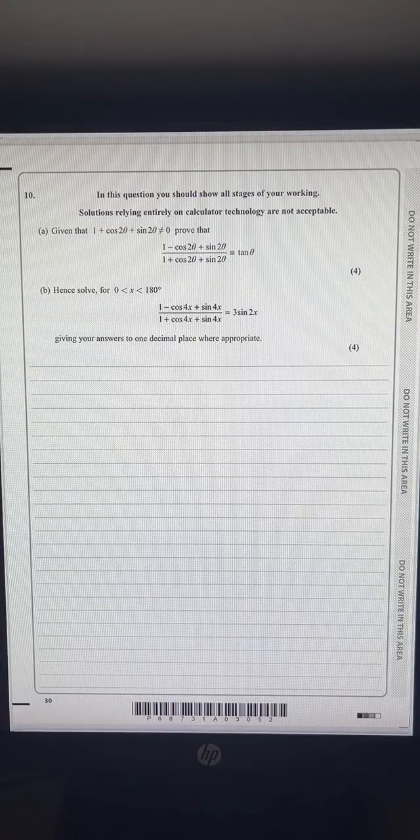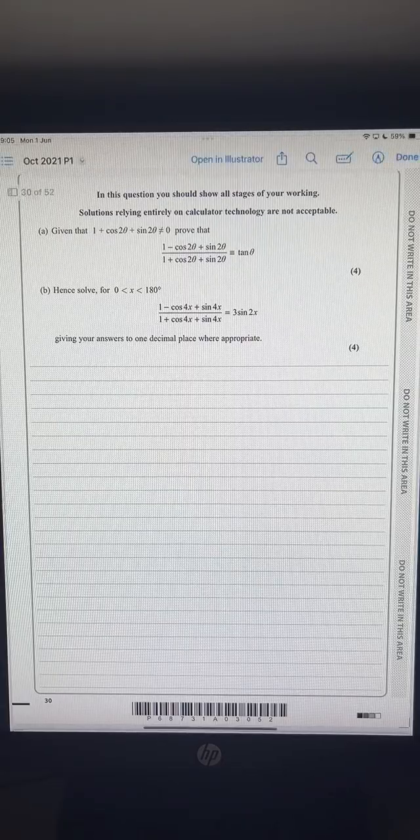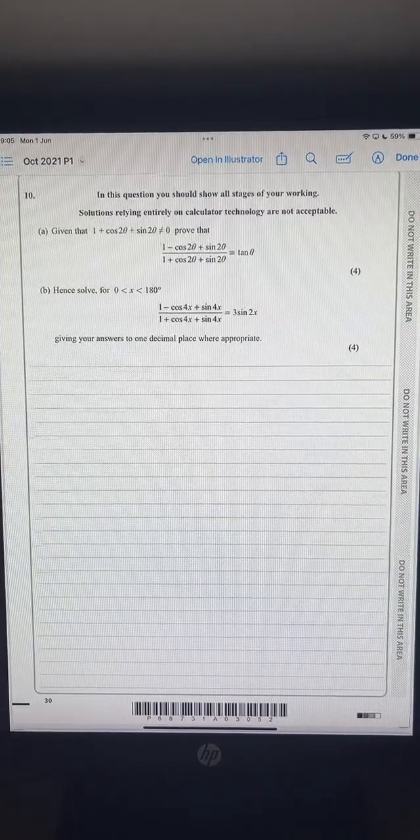Wednesday's paper is going to be free. I hope Wednesday paper is good for you all. Which paper is this? This is the October 2021 paper 1. Okay, I'm just going to keep this on the screen for a second while I just have a little drink.